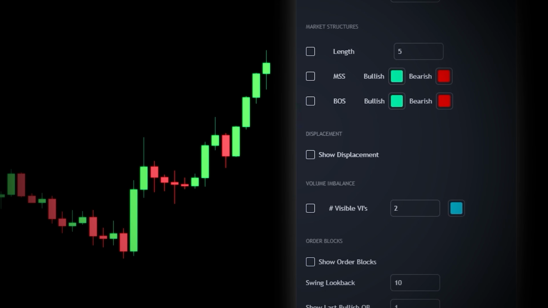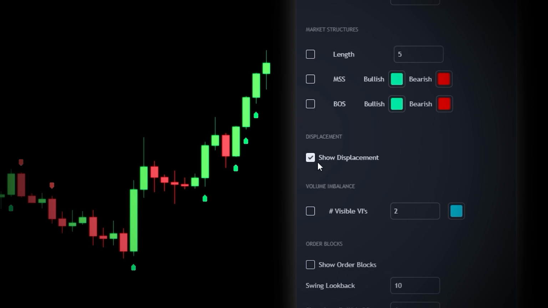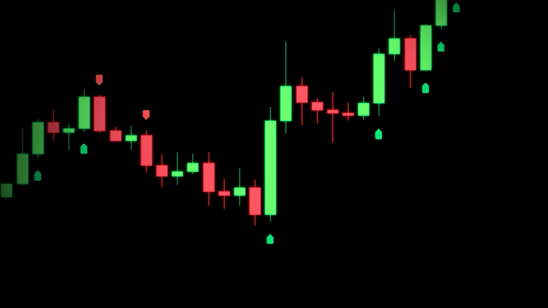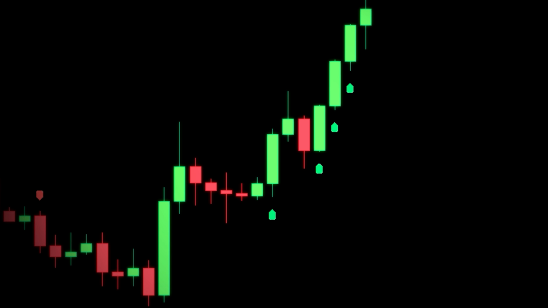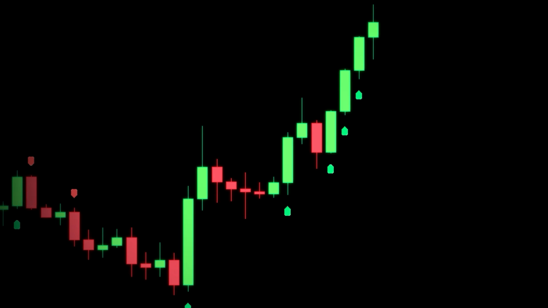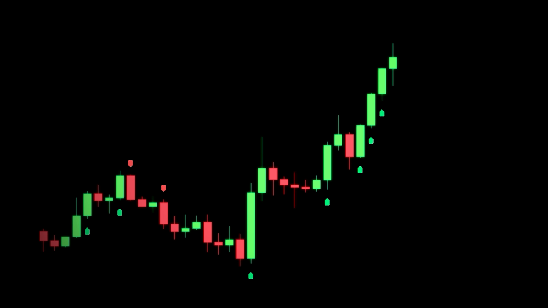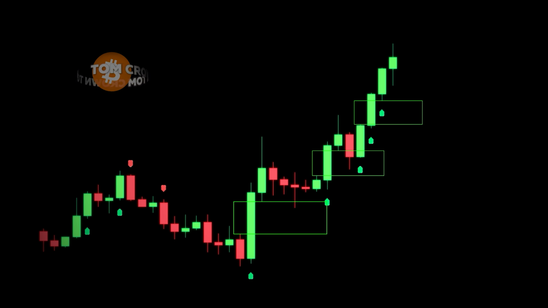This indicator will also show you displacement. Displacement is whenever the market makes an energetic move towards one side or the other, very often leaving behind a fair value gap. Now, the chart may sometimes look a little bit messy because of this. You're going to want to play around with the settings and see what works best for you.